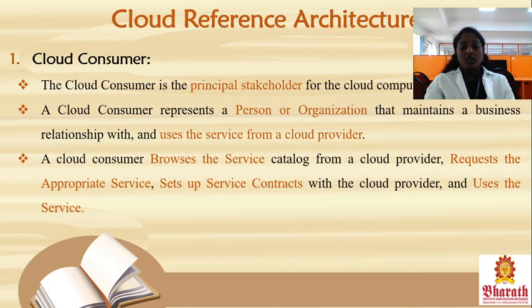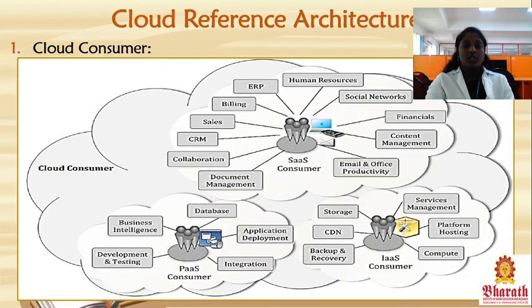So first it goes through what services are available, as given by the cloud provider. After knowing what resources are available, the cloud consumer requests the particular services needed, and based on that request, the service level agreement will be created. Then, if the service level agreement is signed between the provider and the consumer, the consumer can start using the service. We have three types of consumers: SaaS consumer, PaaS consumer, and IaaS consumer.